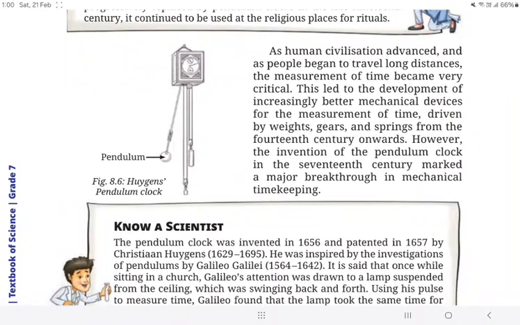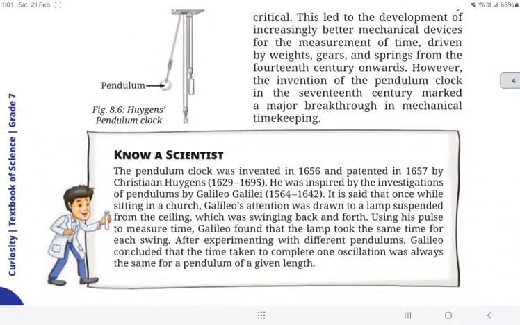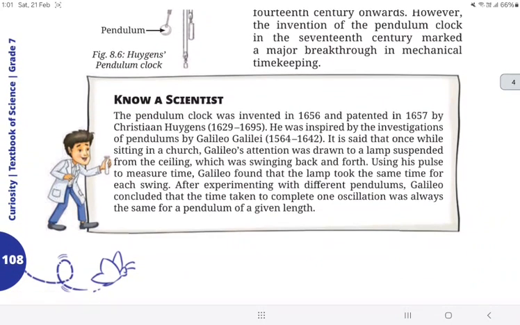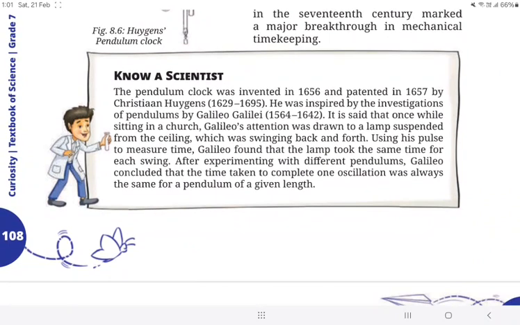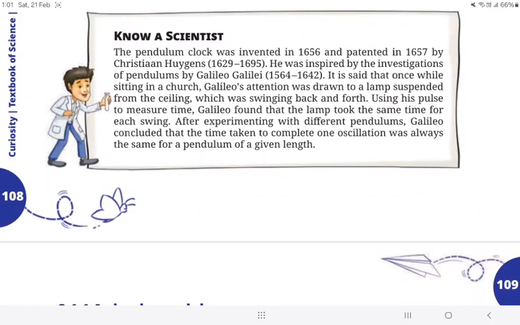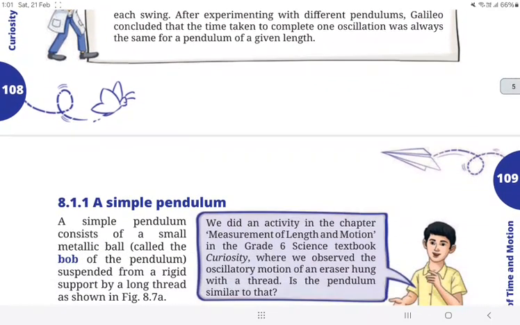Now, this is the Huygens pendulum clock. This was the development of better mechanical devices where we are measuring the time driven by the weights, gears, and springs, and now the invention of the pendulum clock in the 17th century. This gave a major breakthrough. So why is the name Huygens pendulum? Because it was invented by the scientist Christian Huygens, and he was very inspired by the investigation of the pendulum by Galileo.